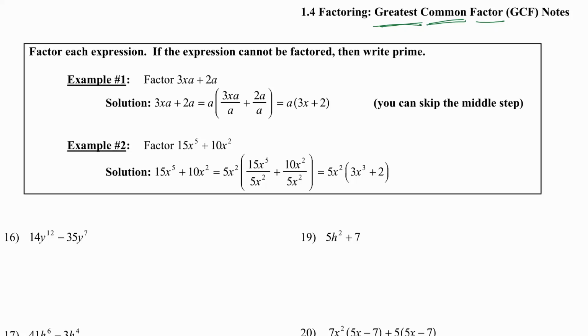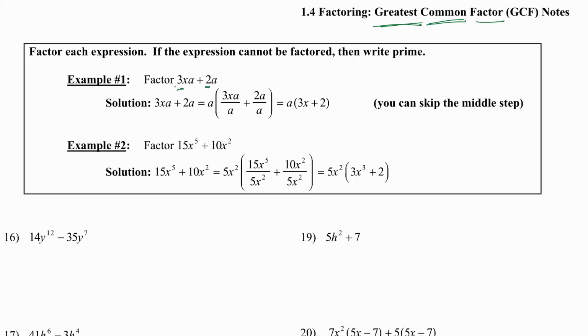All right, so a couple of examples here. Factor 3xa plus 2a. So we look at the numbers, those coefficients, and is there a number that divides into 3 and 2, other than 1? 1 doesn't really do a whole lot when we factor. So the answer is no.